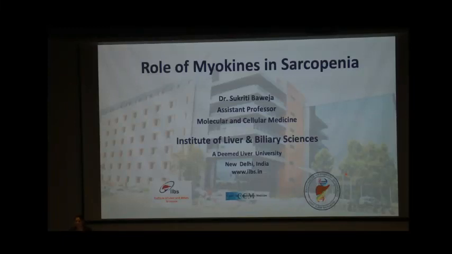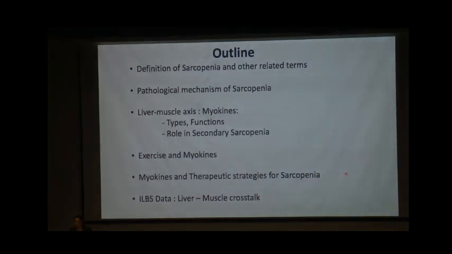As part of the lecture series on sarcopenia, I will be presenting today on the role of myokines in sarcopenia, which is one of the most evolving areas from the last decade. This is the brief outline of my talk, which I will try to cover in the next 25 minutes: starting with definition, mechanism of sarcopenia, followed by types, functions, role of myokines in secondary sarcopenia, the connection of exercise with myokines, therapeutic strategies, and finally ILBS data on liver-muscle crosstalk via myokines.